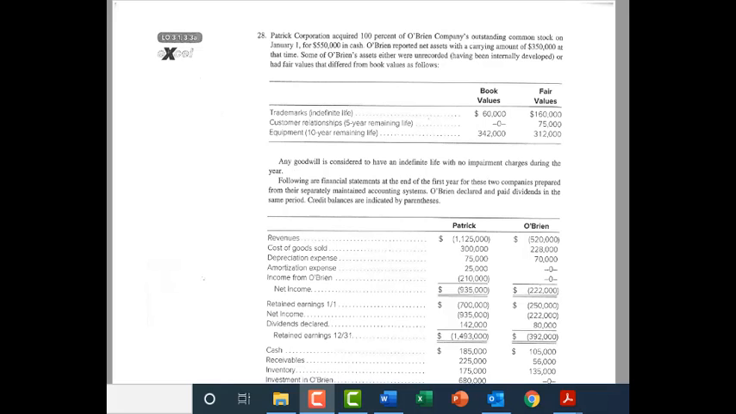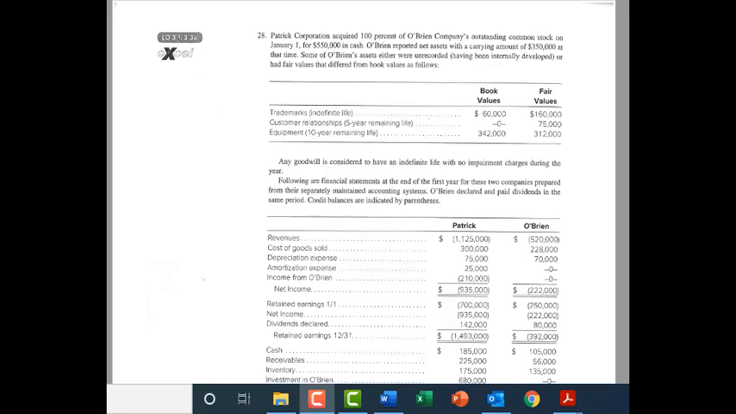Problem 28, this was where we did a worksheet from Chapter 3, Patrick and O'Brien. If you haven't redone this one since class, you should. Doing worksheets is very mechanical, so you want to practice until you are very efficient at it, because you will do one on the midterm.